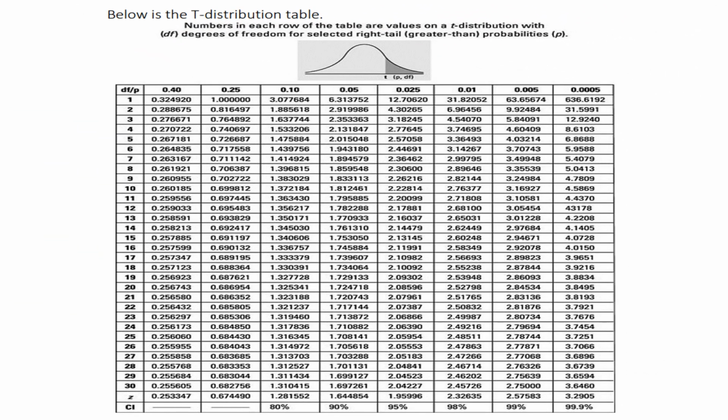So here is your t-distribution table. Numbers in each row of the table are values on the t-distribution with your df or degrees of freedom for selected right tail greater-than probabilities. So we only subject your right tail for this t-distribution table.